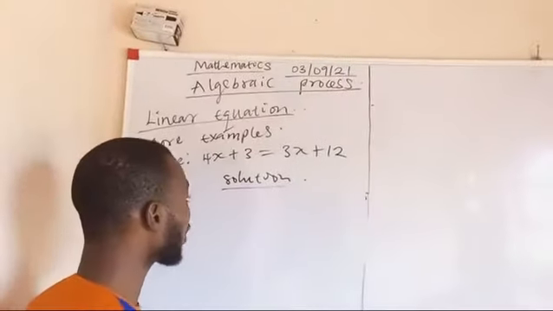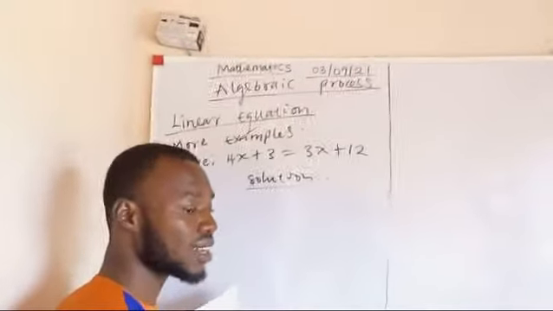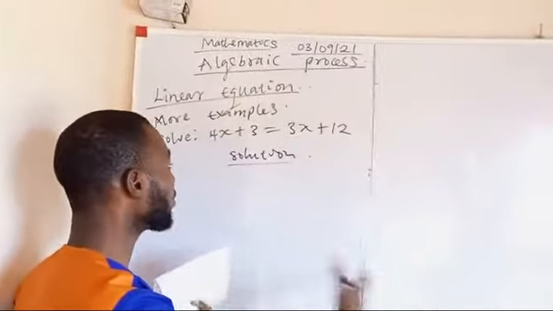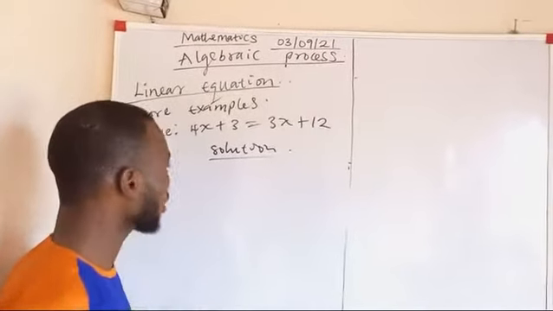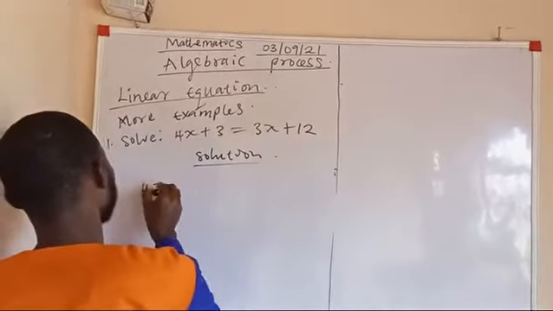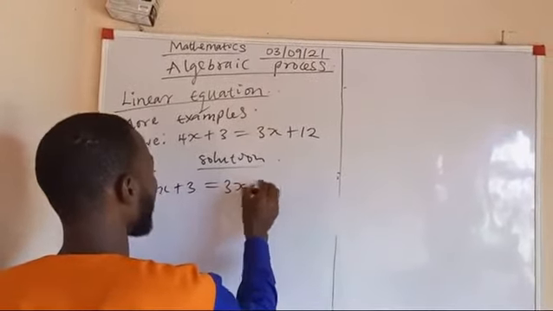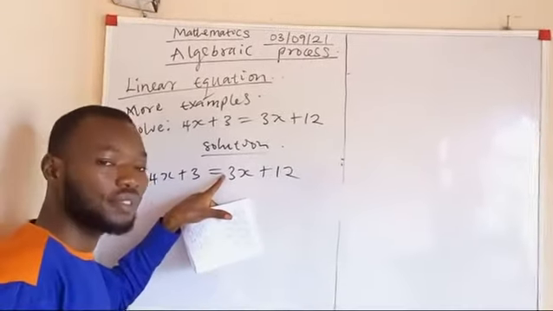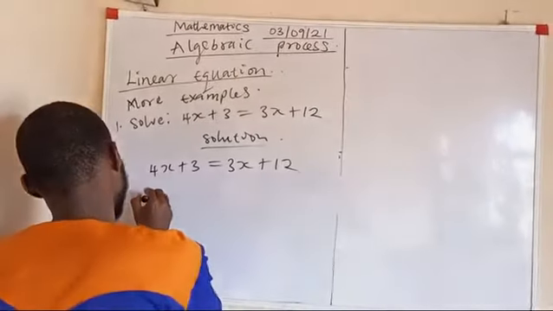So, first of all, we collect like terms. We group it. Constant terms will be on one side, unknown terms on the other side. And it's preferable you make the unknown term be on the left hand side. So we have 4x plus 3 is equal to 3x plus 12. So this 3x, remember it is positive here. Once it crosses, it will change to minus.